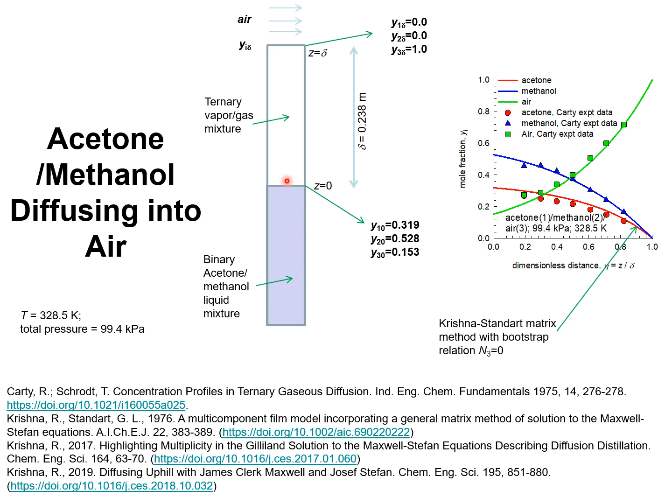In this case, air is insoluble in the liquid mixture, and therefore its flux is 0, and we have an example of Stefan diffusion. Other examples, such as those for equimolar diffusion, have been considered in other video presentations that may be viewed on my YouTube channel.